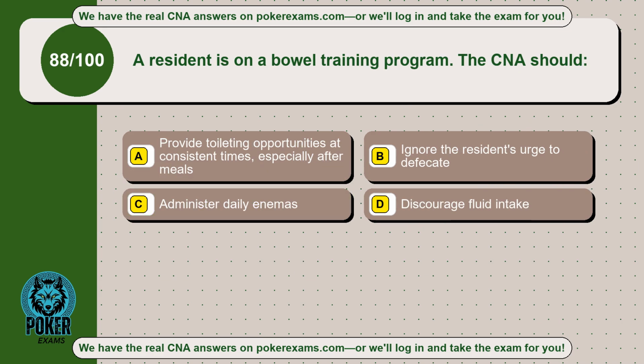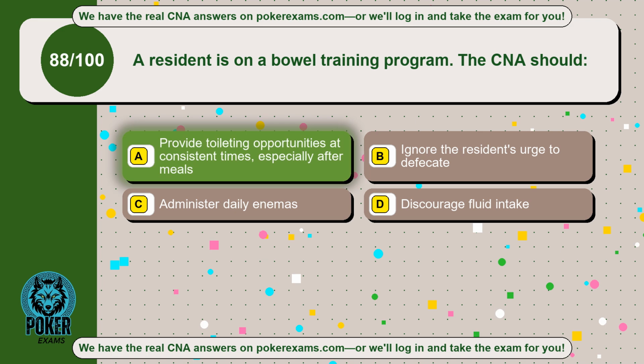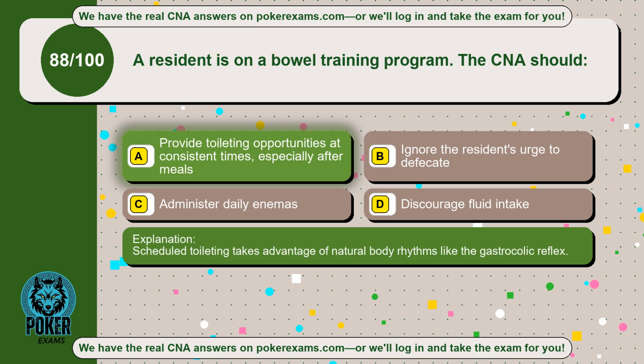Question 88. A resident is on a bowel training program. The CNA should: Option A, provide toileting opportunities at consistent times, especially after meals. Option B, ignore the resident's urge to defecate. Option C, administer daily enemas. Option D, discourage fluid intake. The correct answer is option A. Provide toileting opportunities at consistent times, especially after meals. Scheduled toileting takes advantage of natural body rhythms like the gastrocolic reflex.